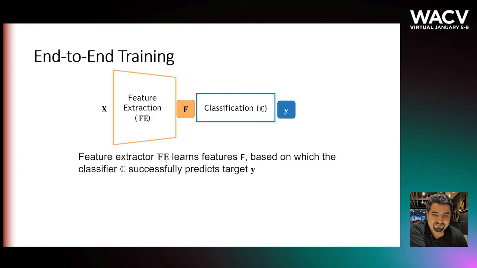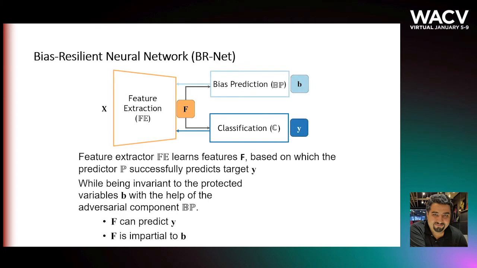To design our method, we first looked at a typical end-to-end training scheme. Feature extractor FE learns features F based on which the classifier C successfully predicts the target. We add adversarial component BP to force FE to learn features that are invariant to the bias protected variable.